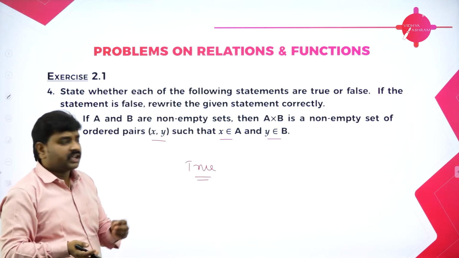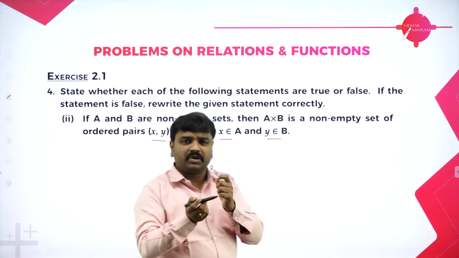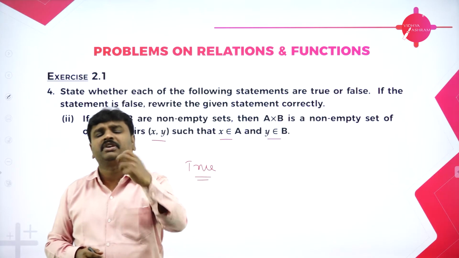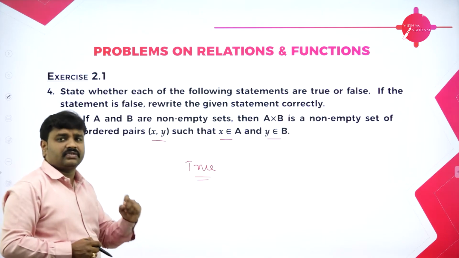What is A cross B? A cross B contains ordered pairs (X, Y) where X belongs to A and Y belongs to B. The first element should belong to the first set and the second element should belong to the second set. Exactly, they gave the correct definition.